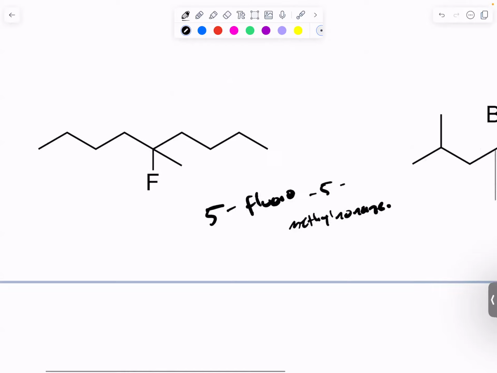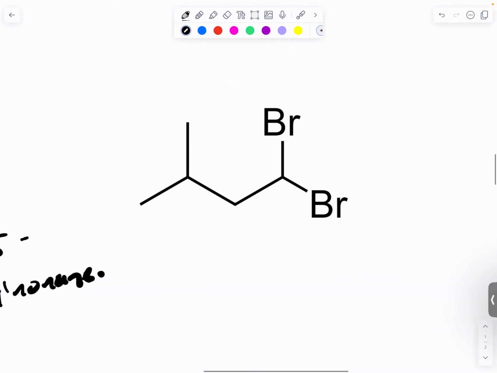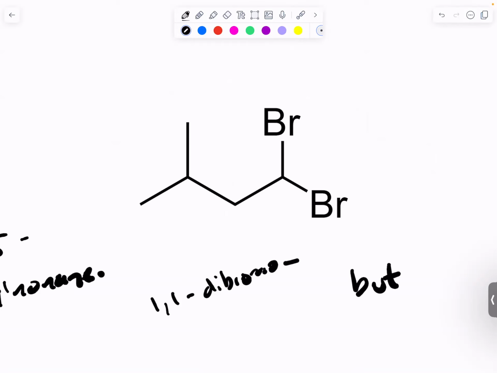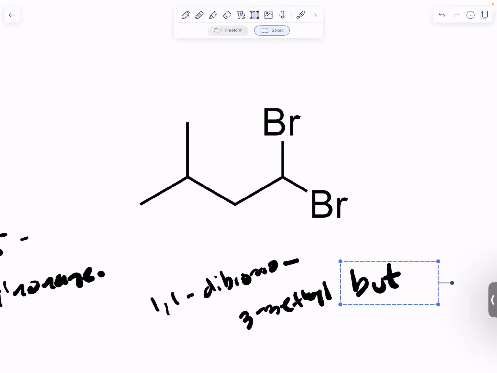And the last one. We're gonna start counting from the right. So 1, 2, 3, 4. It'll be 1, 1 dibromo dash 3 dash methyl methyl ethyl propyl butane.